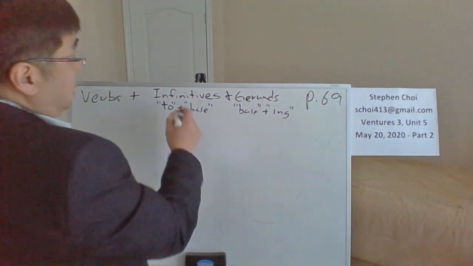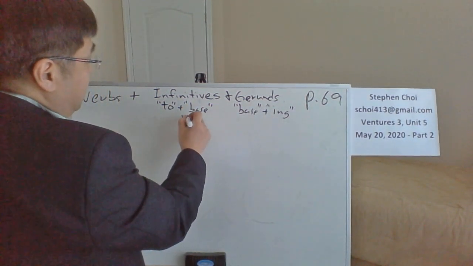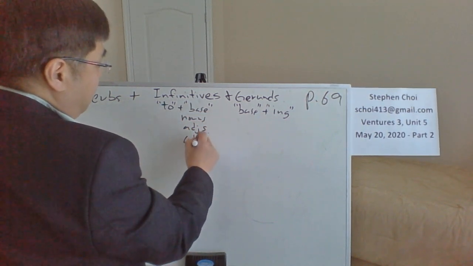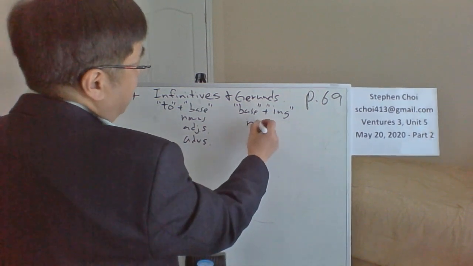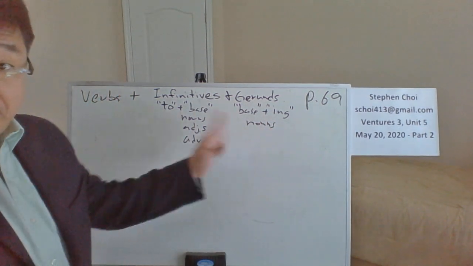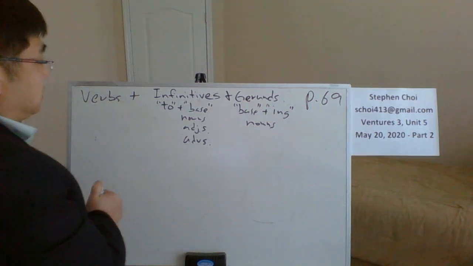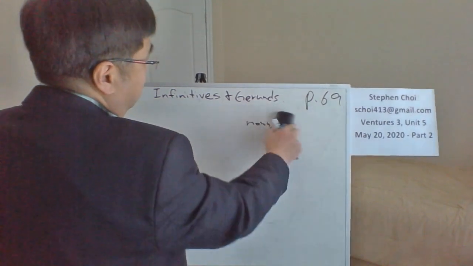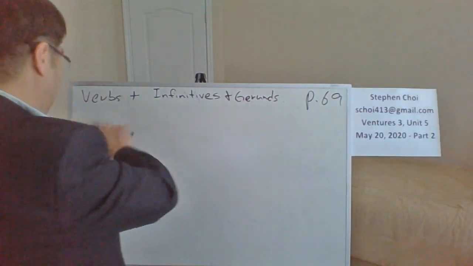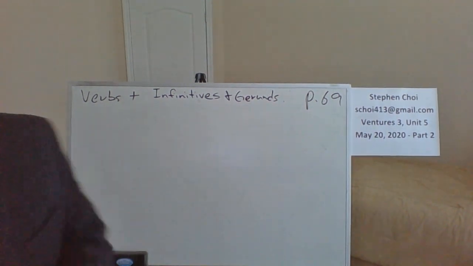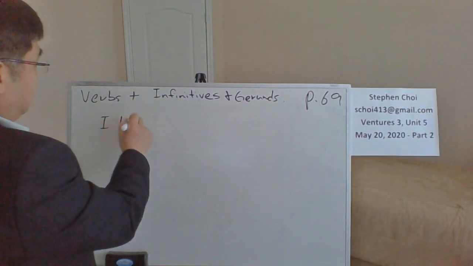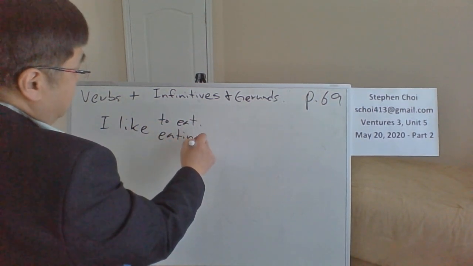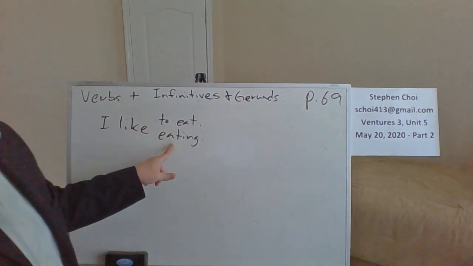Infinitives can be used as nouns, adjectives, and adverbs. Gerunds are only nouns, always nouns. Remember that from the previous videos. So this is the basic information. Now today we want to talk about how they're used with the verb. If I said, I like to eat, I like eating, that one's an infinitive and that's a gerund, right?